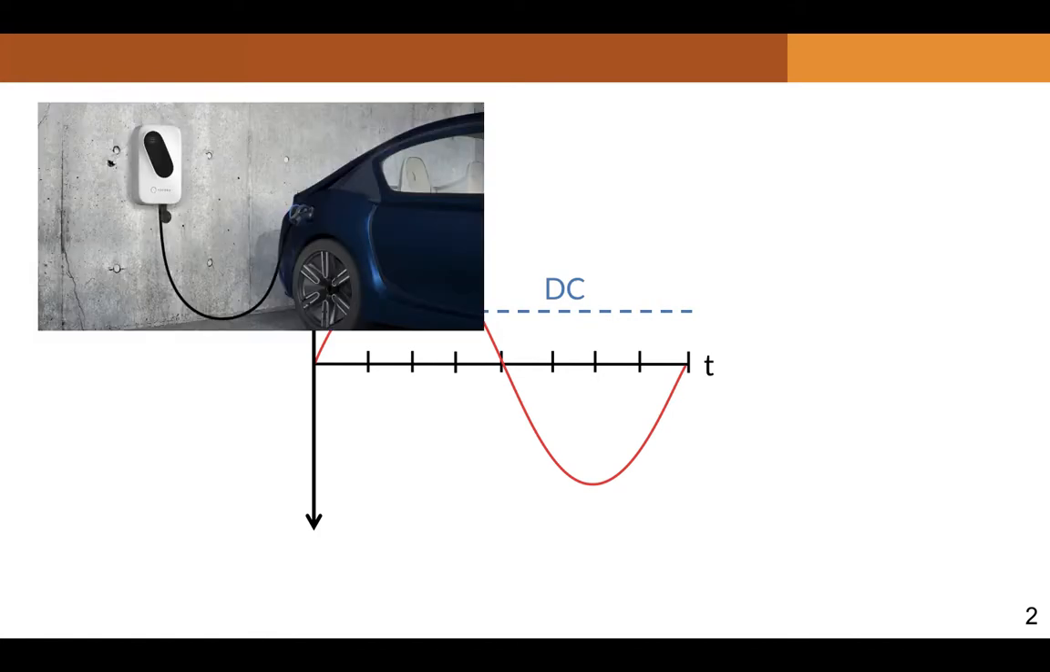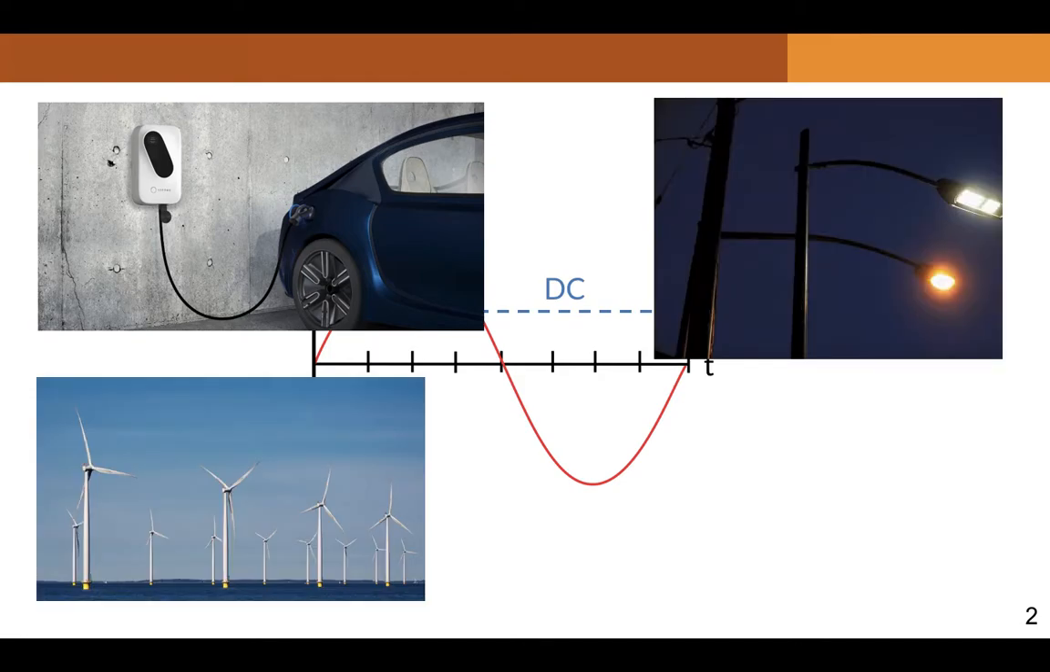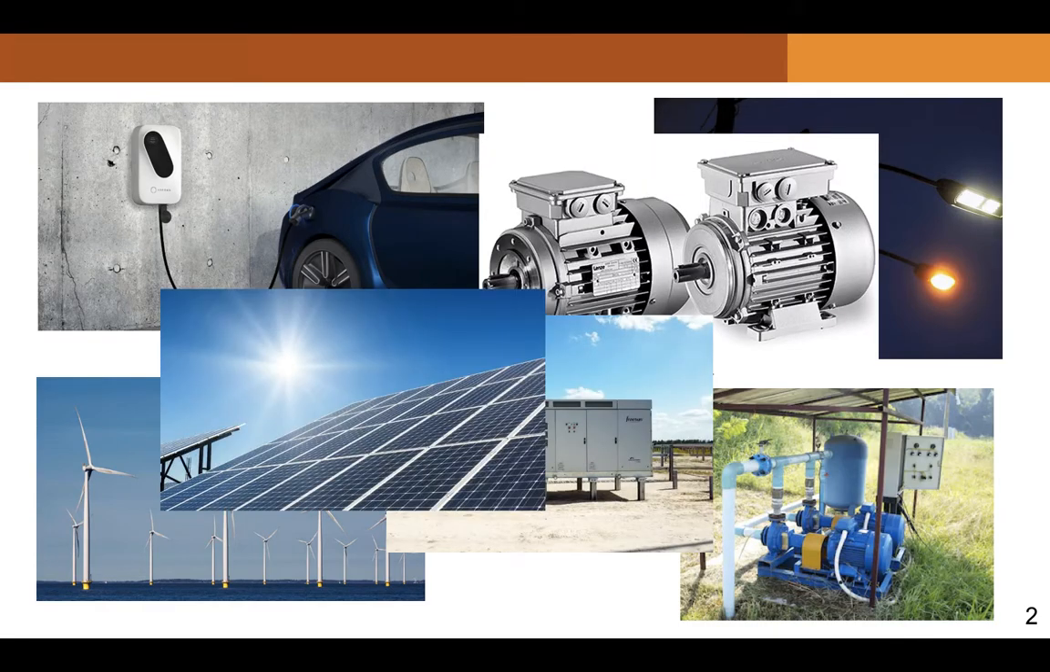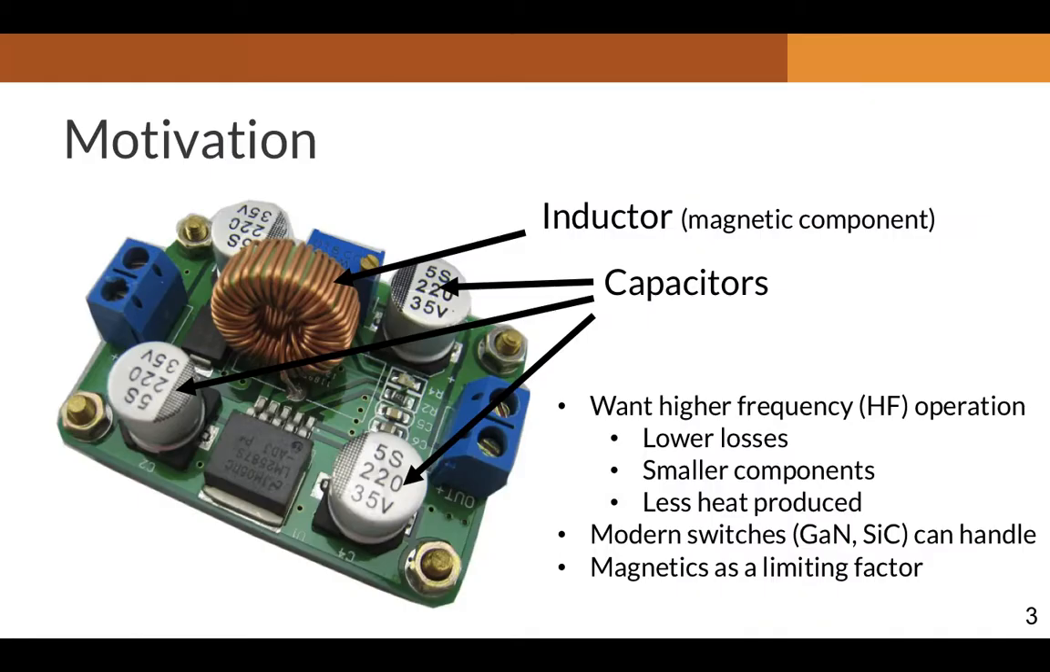They're used in a variety of different applications, from car chargers to wind farms to LED lighting, to the pumps you might find on a farm, and a million other applications too. This is an actual power converter, and what I study are magnetic components, like the big inductor that you see in the middle here. We want to optimize these power converters so they're more efficient, so that they're smaller, they produce less heat, and have lower losses.